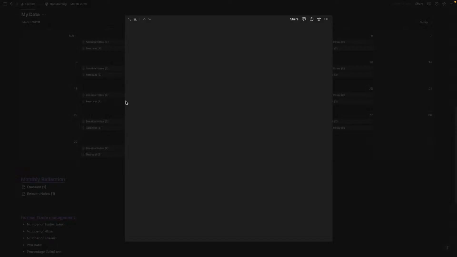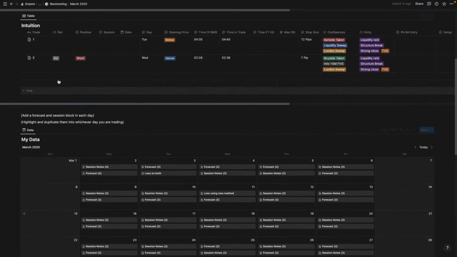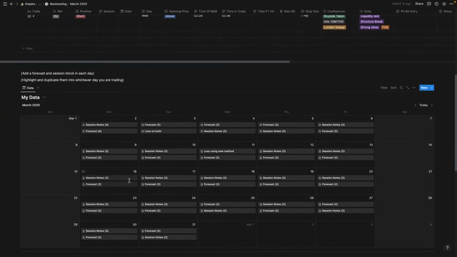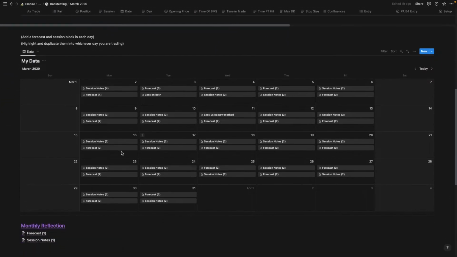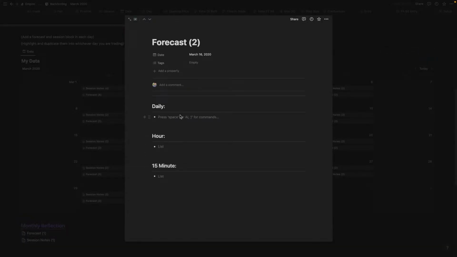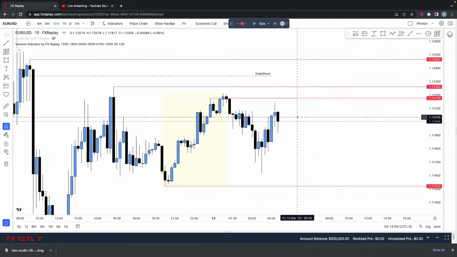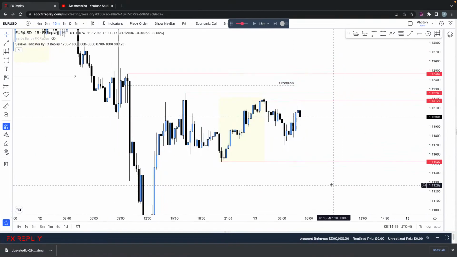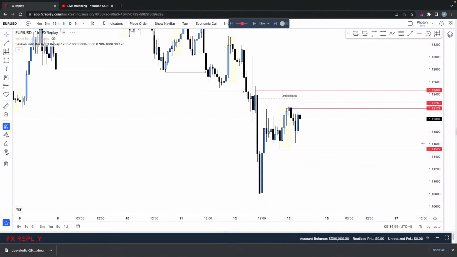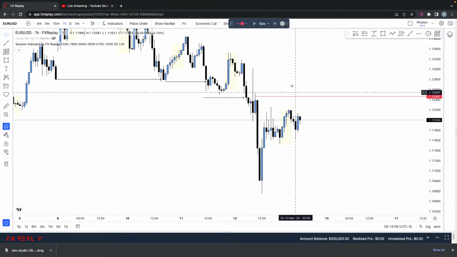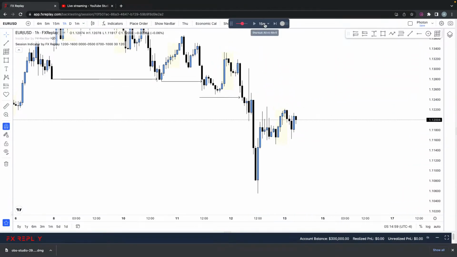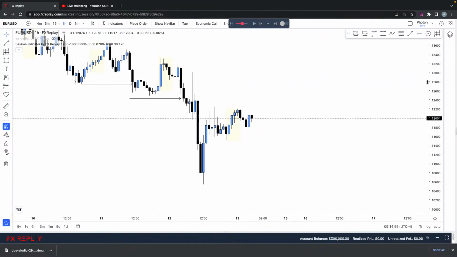Okay, let's go to the 16th. We're basically going to be backtesting the whole of March 2020 in this live stream. So we still got a decent amount of days to go. Get on the hour. And this tool is basically FX Replay.